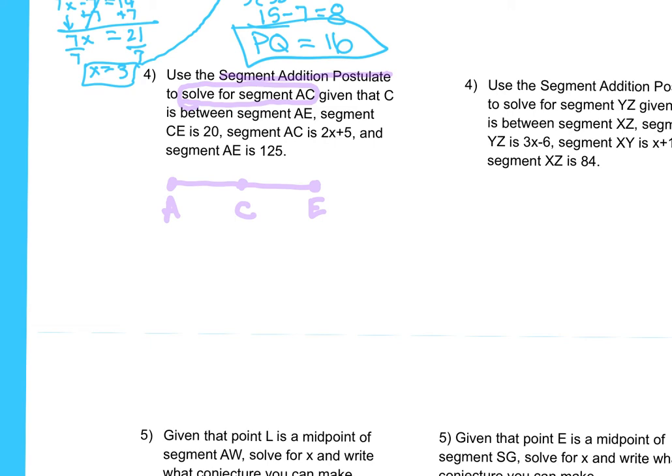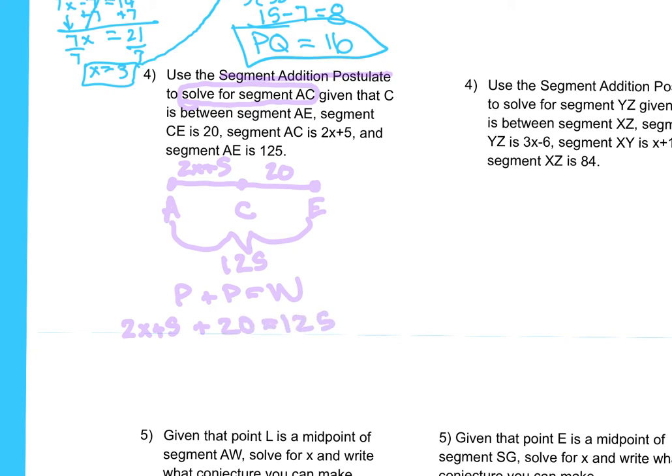So C to E, they said, is 20. And then A to C, they said, is 2x plus 5. And then the whole segment A to E, they said, is 125. So we have a part plus part equals whole equation. And if we plug that in, our first part is 2x plus 5, plus our next part is 20, and it's equal to the whole, which is 125. We can combine like terms here on the same side. 5 plus 20 is 25.